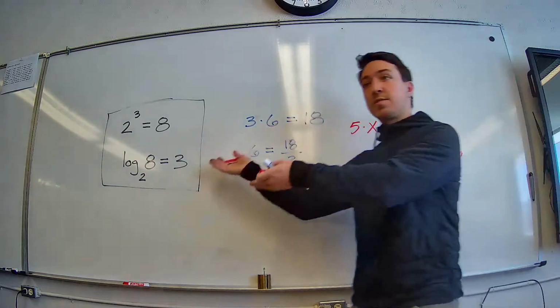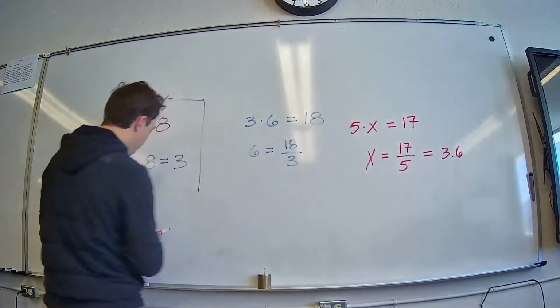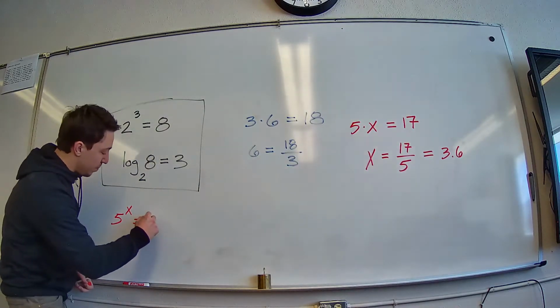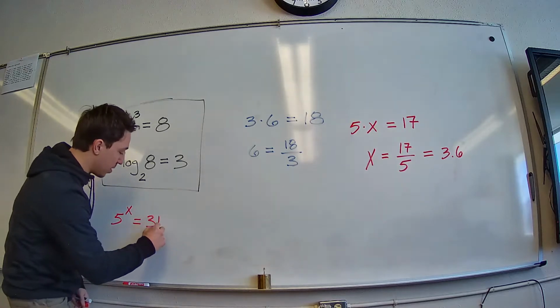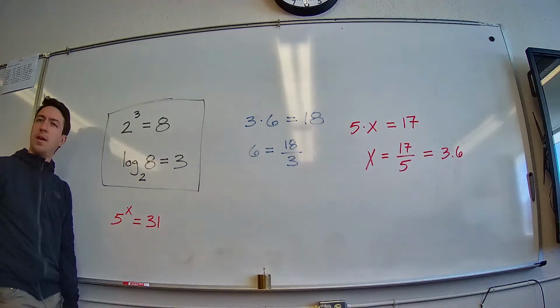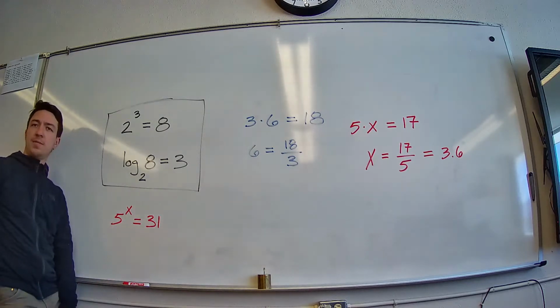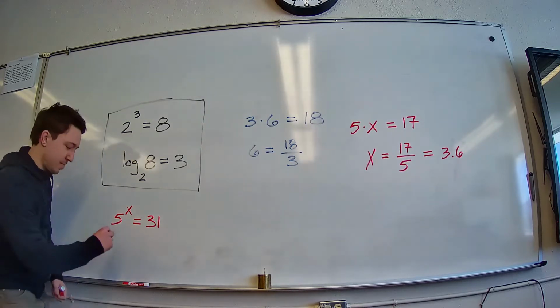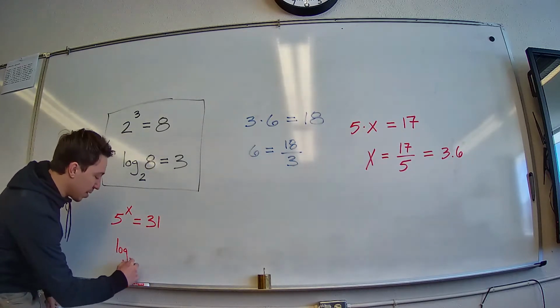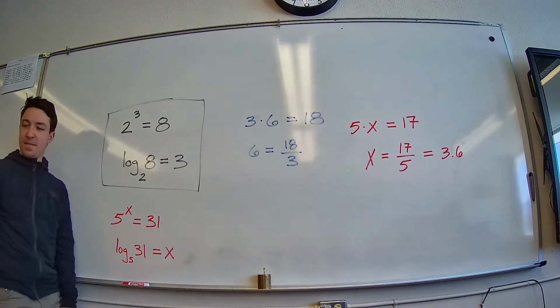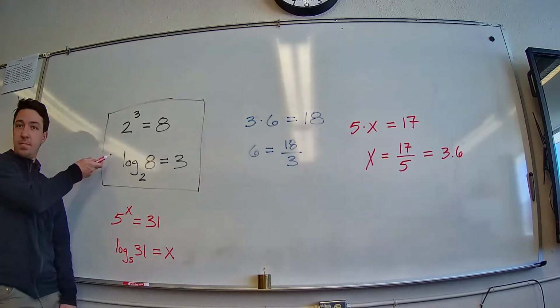Okay. The same thing's true for logs. So with logs, I might say something like, is it possible for 5 to some power to equal 31? Is there a number out there where 5 raised to that number would give you 31? Yeah, it's possible. Guess what number it is? Log base 5 of 31, of course. Do you see how this is the same as that?